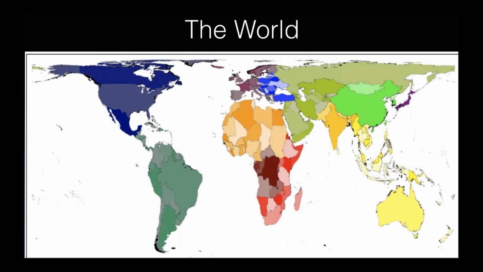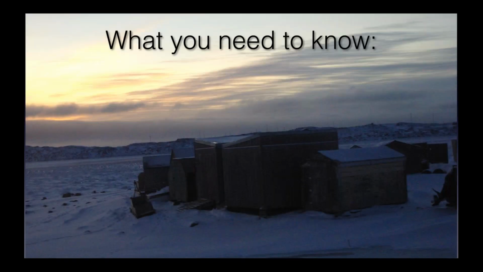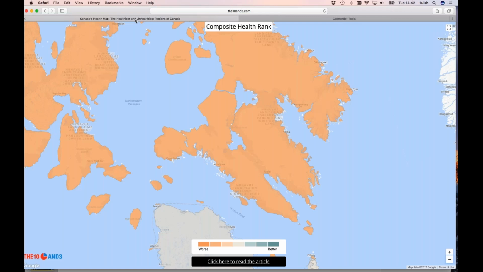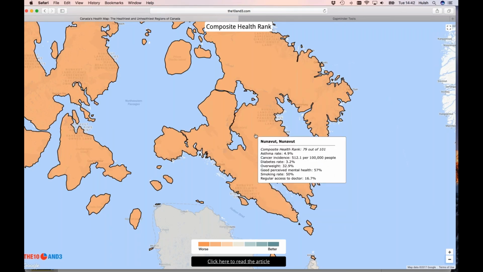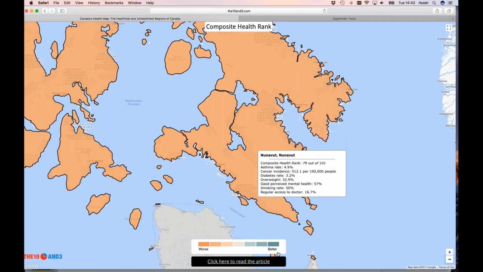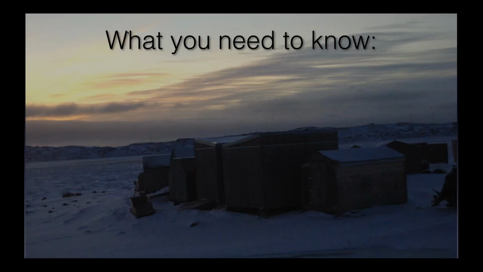So again, we look at the world, there's a map. When you look at tuberculosis, you don't really think about Canada until you come to Iqaluit. And again, I'll just put you back on this map as to where it is. It's right here, Iqaluit. And so the general health rate here is very low, 79 out of 101, with a high asthma rate. You're looking at, again, a high smoking rate, and regular access to doctors is only 16.7% in Baffin Island. Many people rely on nursing stations to get their primary care needs.